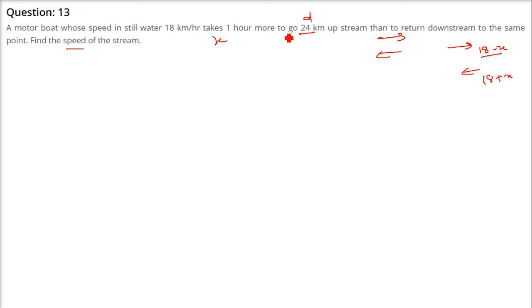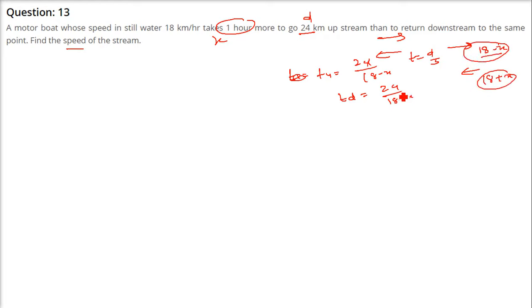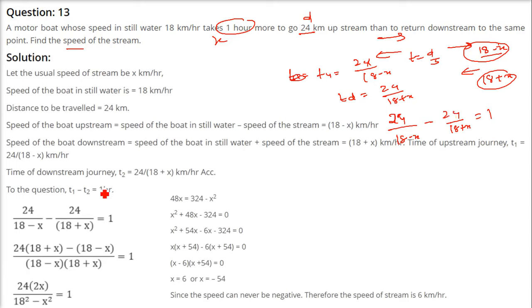Now let us take the time difference as 1 hour. T upstream will be 24 by 18 minus x, and t downstream is 24 by 18 plus x, because time is distance by speed. The distance remains the same. So the difference is 24 by 18 minus x minus 24 by 18 plus x, and the difference is 1 hour. So this is going to be your equation.